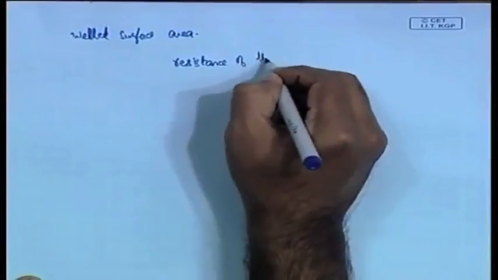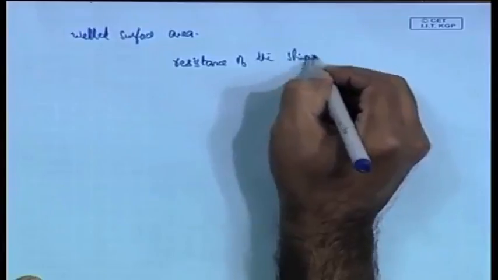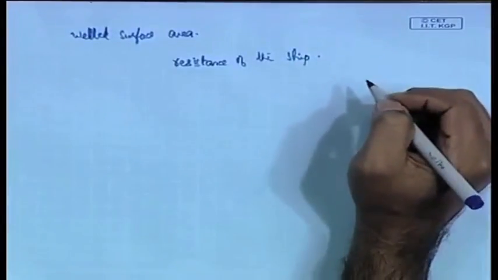Why is the wetted surface area important? There are a couple of parameters that depend upon the wetted surface area. They are mainly the resistance of the ship. Just to give a quick review of resistance, this is another course, resistance and propulsion, in which you will be doing things in greater detail, but here I will just mention some of the details of resistance.